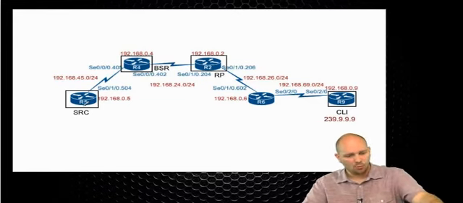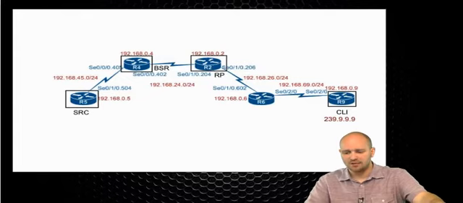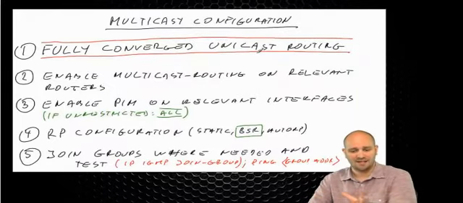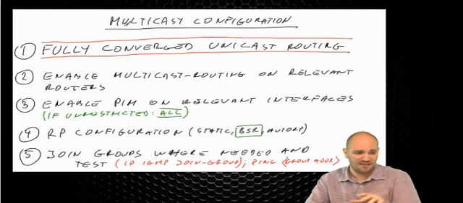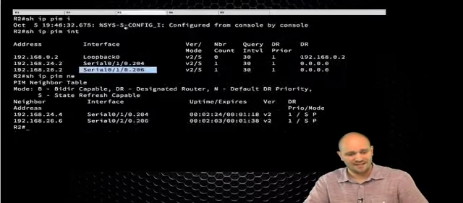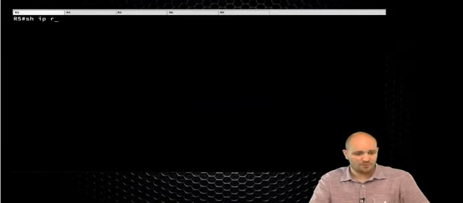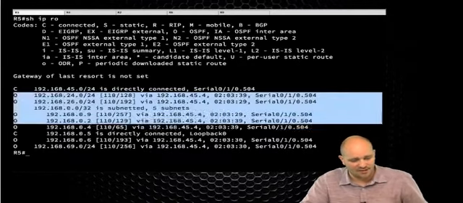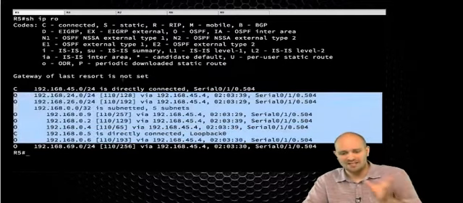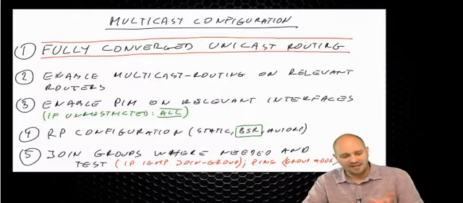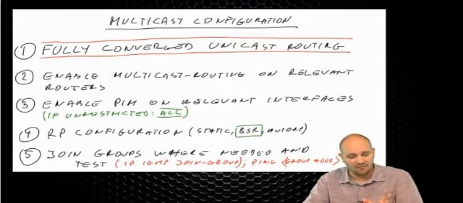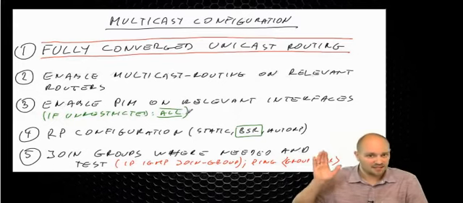So what is going to be the next step here? The next step is going to be to test, do I have fully converged unicast network routing? I should have actually pointed that out, that this is already in place. So all my routers, so if I do show IP route, I'm running OSPF here. So all my routers actually have full reachability. So that is a prerequisite that I have already met. I have enabled multicast routing on all relevant routers, check. And I have enabled PIM on all relevant interfaces, check.